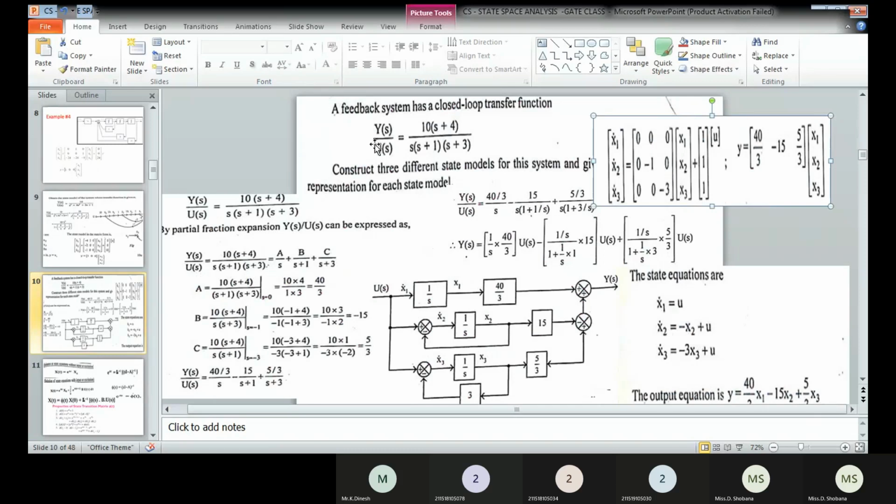Okay, so if we are looking into the transfer function, the denominator gives you the roots of the system. So what are the roots of the system? S is equal to 0, S is equal to minus 1, S is equal to minus 3. So these are the three roots. All these values should come in the diagonal elements of the state A matrix. If it comes like this, then the obtained state model will be considered as a canonical state model. If you are doing the problem correctly, then you will get the answer correctly.